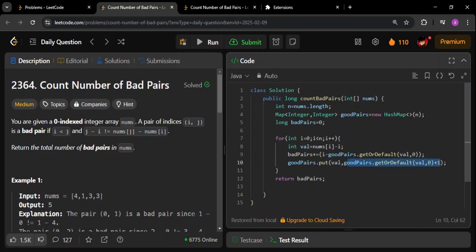What is the value? If there is an existing value, take it and increment it by 1. If there is no existing value, take the default value 0 and then increment it by 1. As simple as that. So that is what we are doing here.